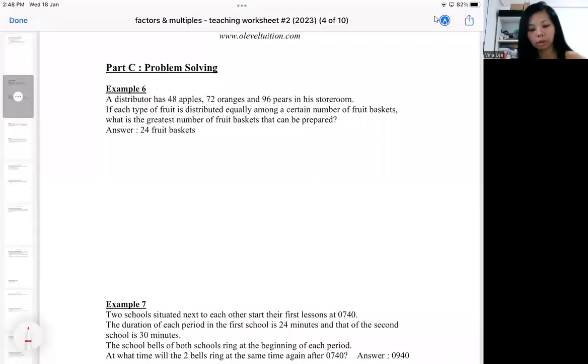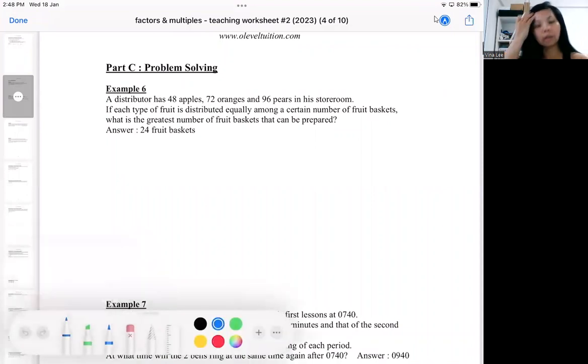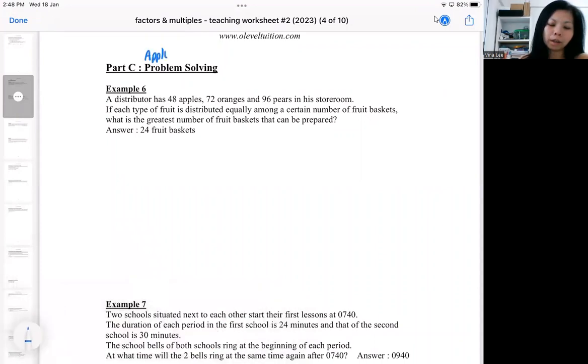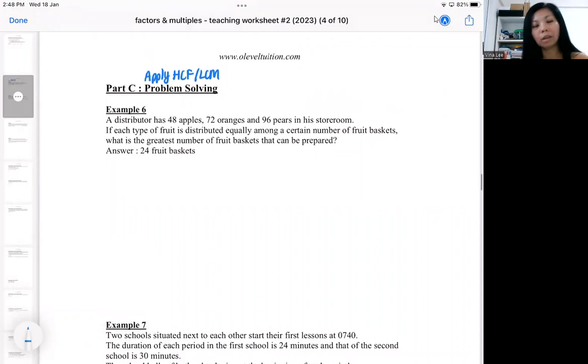For this section, we are going to explore the application of HCF and LCM. So we're going to apply HCF and LCM into problem solving. Sometimes in this context, it is also known as the real world context. RWC is like real world context. So this is your first topic in secondary.